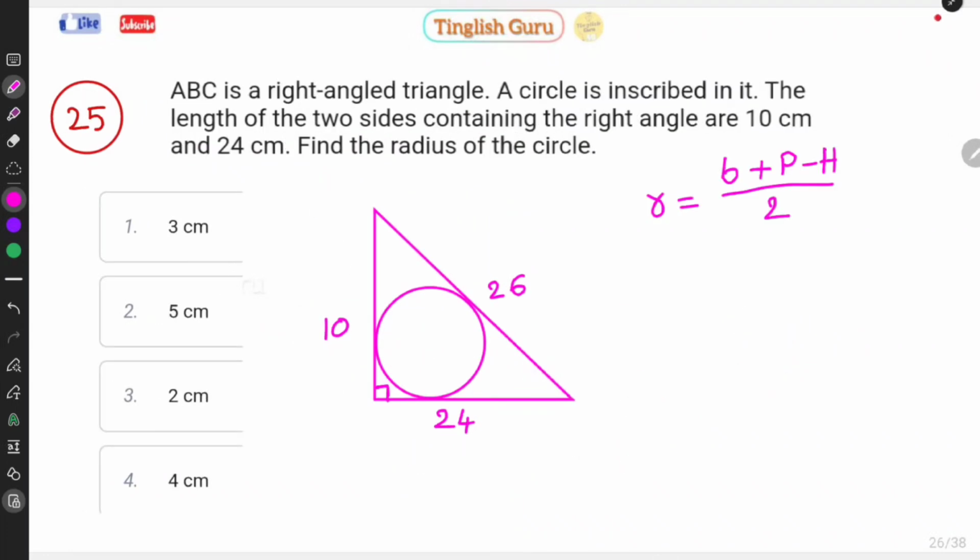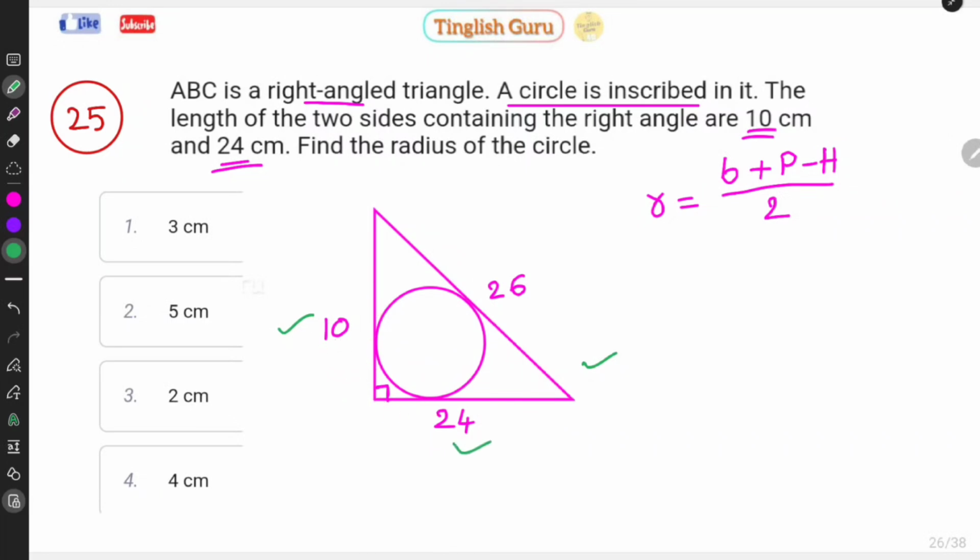Option 4. This is a triangles model question. Here ABC is a right angle triangle and a circle is inscribed in it. Inscribed means circle is inside the triangle. And the length of the two sides containing the right angle are 10 centimeters and 24 centimeters. See, this is a right angle triangle and one side is 10, means perpendicular sides. One side is 10 and one side is 24.